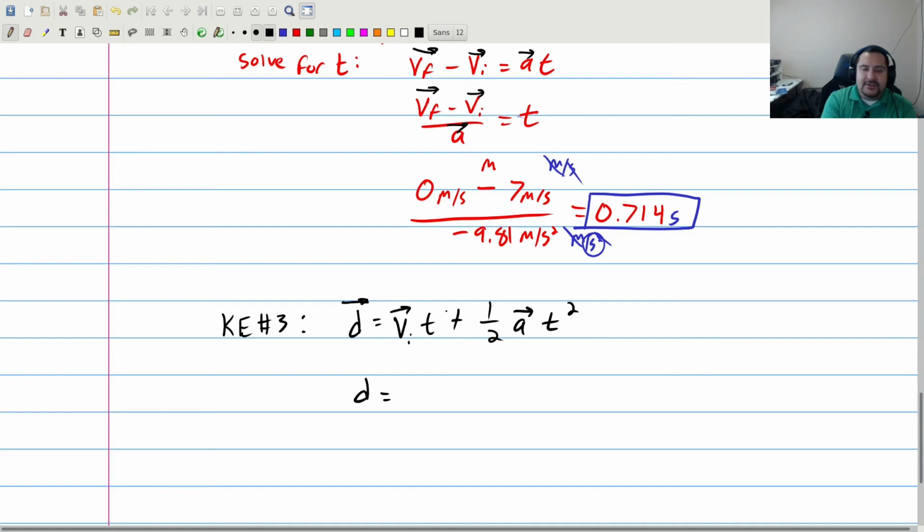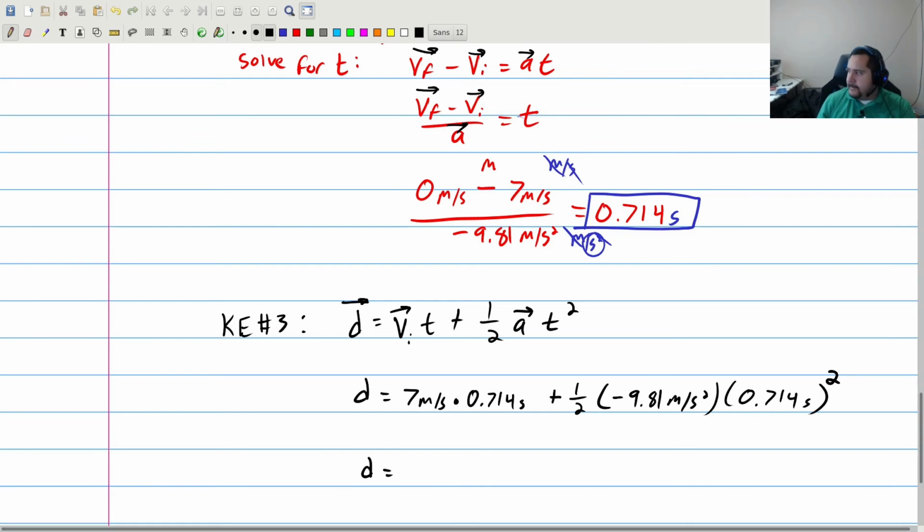D is equal to, my v initial was 7 meters per second, times my time is 0.714 seconds, plus 1/2 times my acceleration is negative 9.81 meters per second squared, and my time is 0.714 seconds. If you're going to mess up this equation, by the way, you know what you're going to forget? The squared right there.